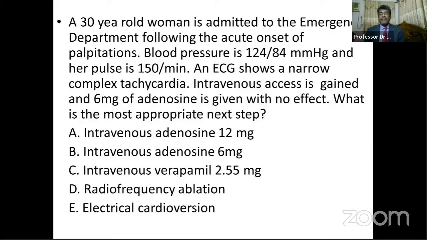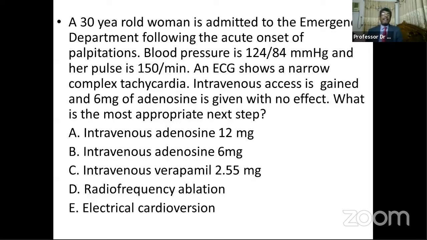So this is another case scenario here. A 30-year-old woman is admitted to the emergency department following the acute onset of palpitations. So this patient is suffering from palpitations, and this is a young lady of 30 years old. Blood pressure is 124/84 millimeters of mercury, that is, the patient is hemodynamically stable. Pulse is 150 beats per minute, and ECG shows a narrow complex tachycardia. So the patient is suffering from narrow complex tachycardia. The commonest cause of narrow complex tachycardia is actually supraventricular tachycardia.